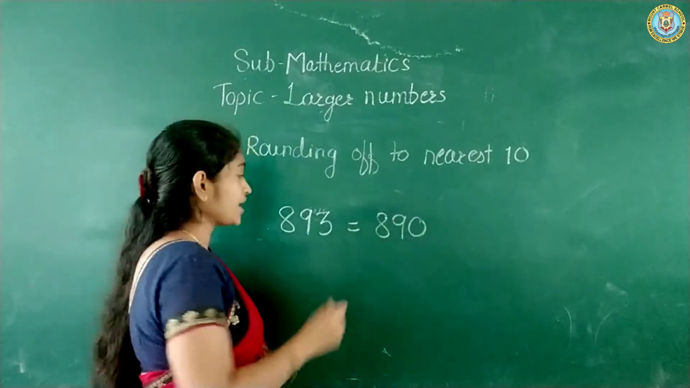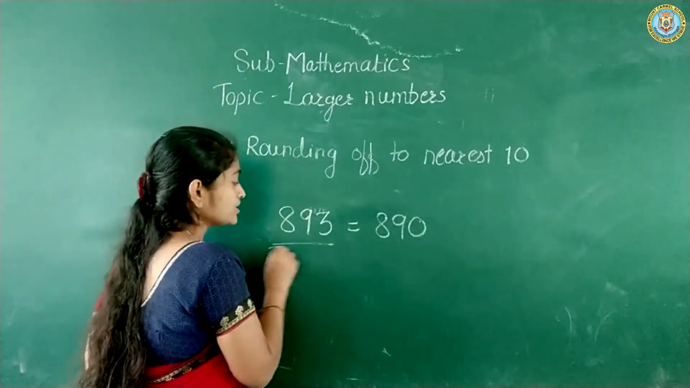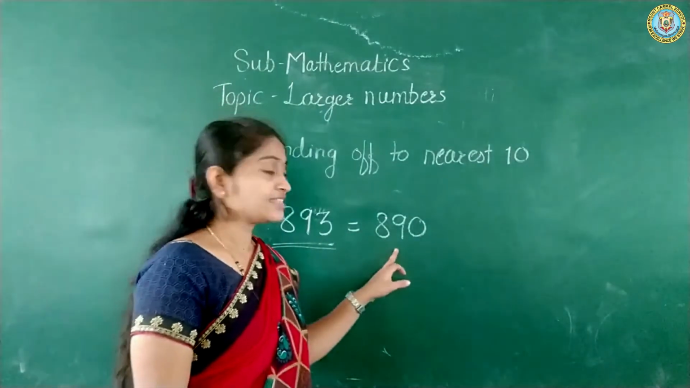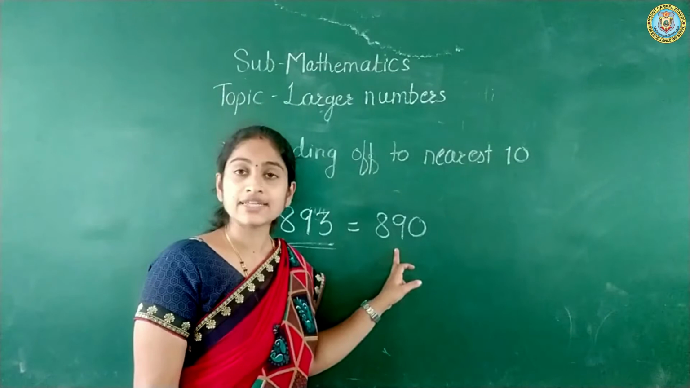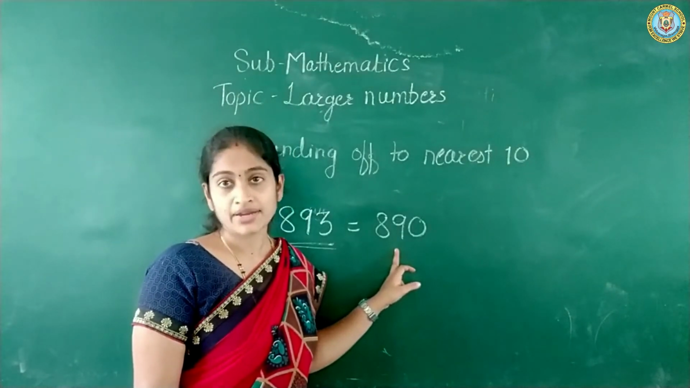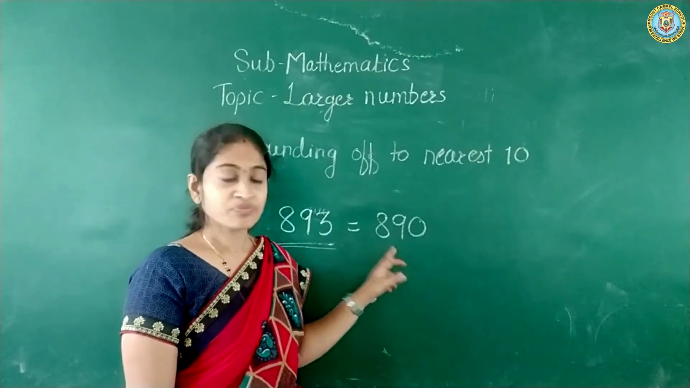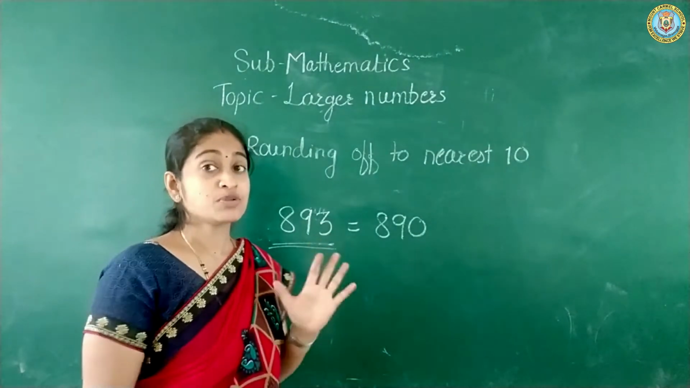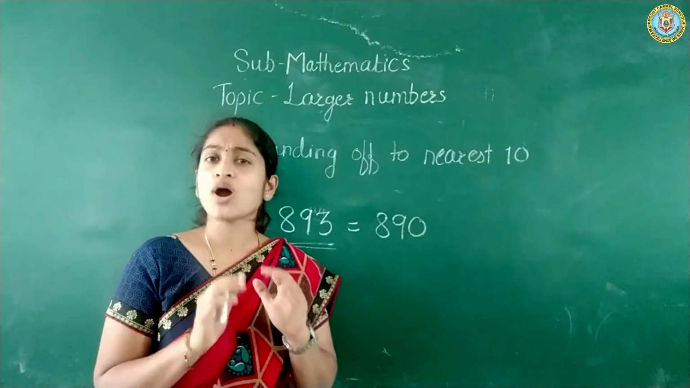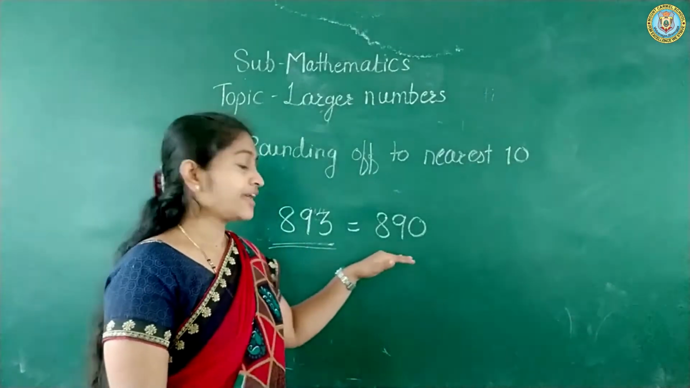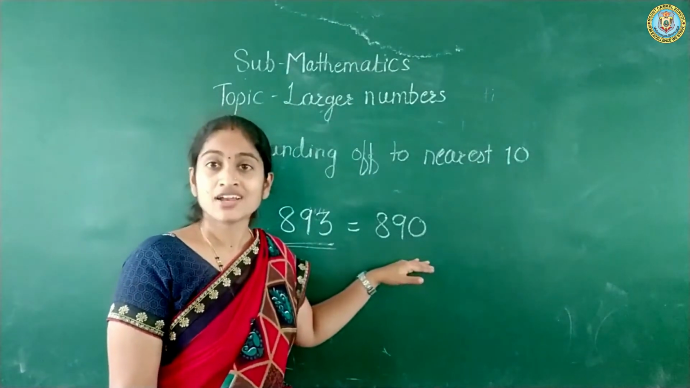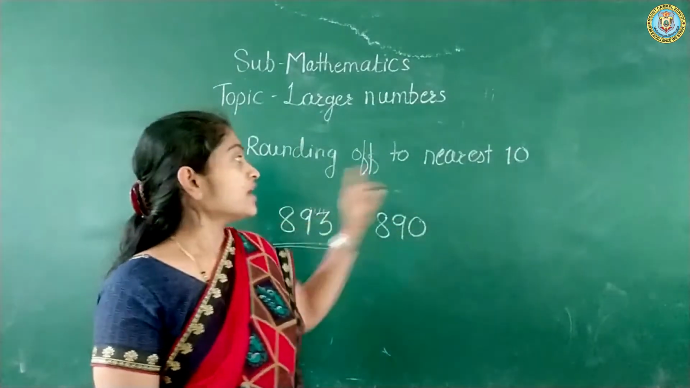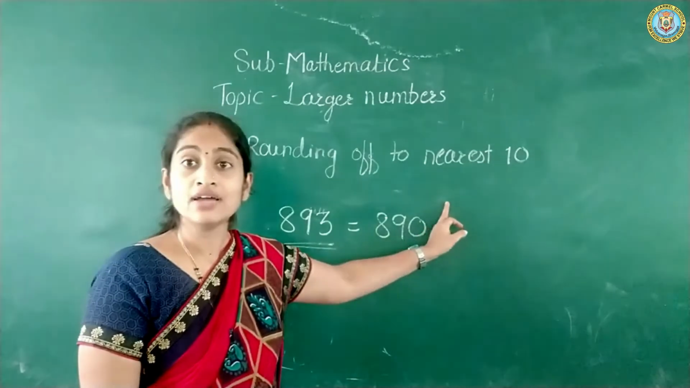This number is not easy to remember. The rounded number we can easily tell and easily remember. Otherwise, with 890, 893, 894, 895, you will get this much confusion. So to avoid this confusion, we take this number as the rounding off of this number. This is about rounding off to the nearest 10.